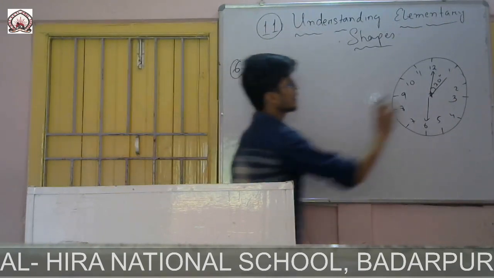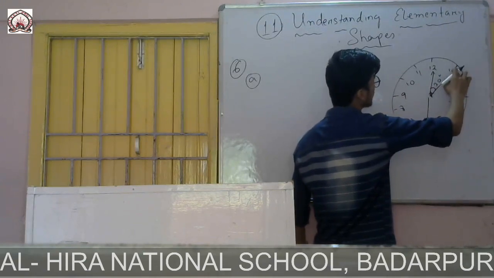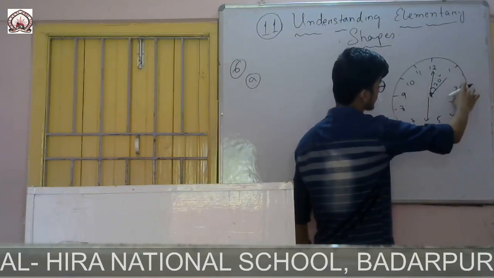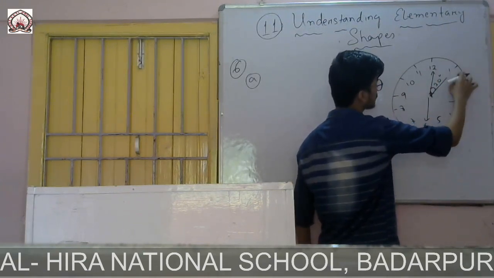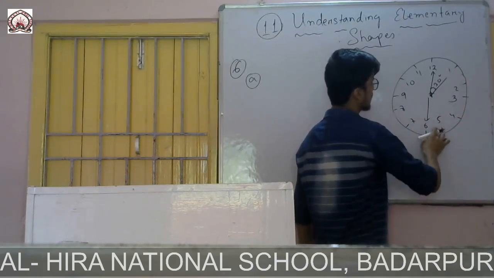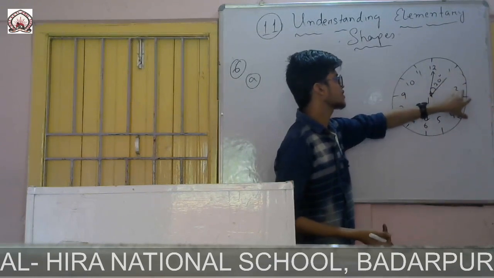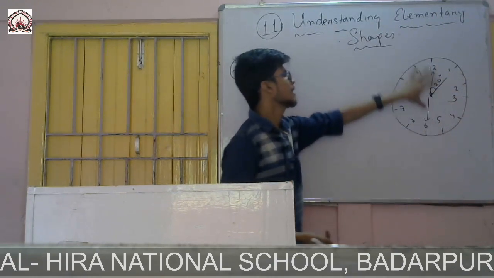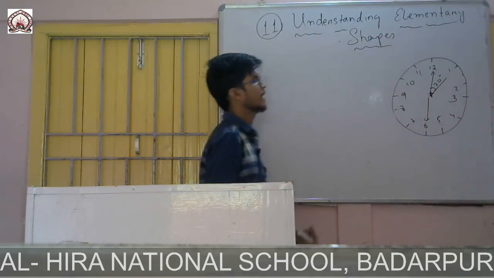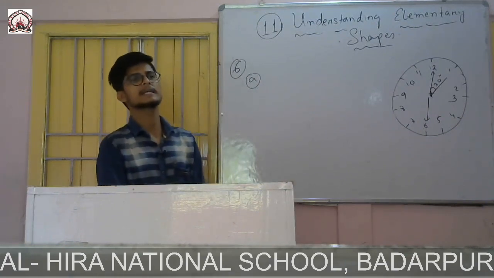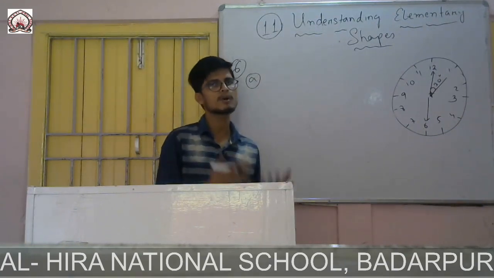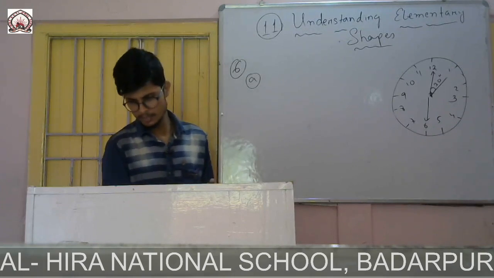So how many degrees has it turned through? From 12 to 1 it is 30 degrees. Then again from 1 to 2 it is also 30 degrees. That means 1, 2, 3, 4, 5, 6, that means 6 into 30. How many angles? 1 angle, 2 angle, 3 angle, 4 angle, 5 angle, 6 angle. All of these angles are the same and each one is equal to 30 degrees. That means 6 angles will be equal to 6 into 30, which is equal to 180 degrees.